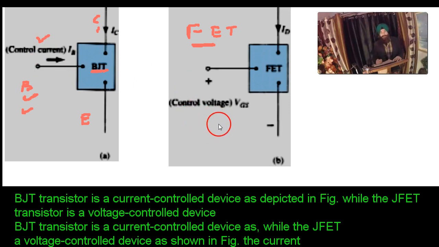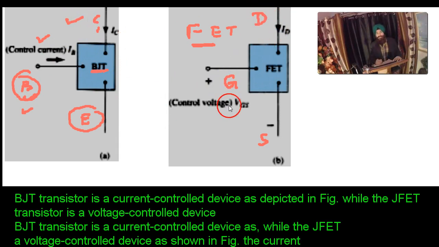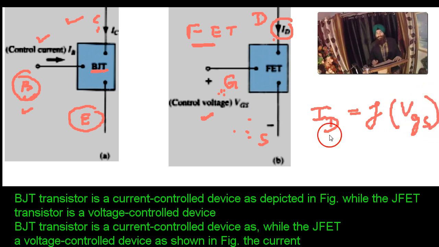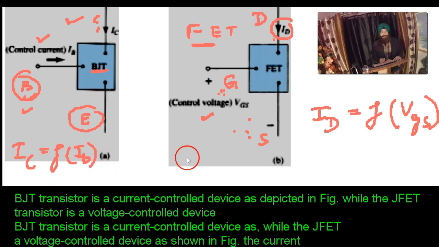On the other hand, in FET, what is an emitter in BJT is here a source. In BJT it is a base, in FET it is a gate. In BJT it is a collector, in case of FET it is a drain. Now here the gate controls, but this is not a current control device, this is a voltage control device, because the drain current is a function of gate source voltage. The voltage applies between the gate and the source. So ID is a function of VGS. Here IC is a function of the base current. This is the basic difference.